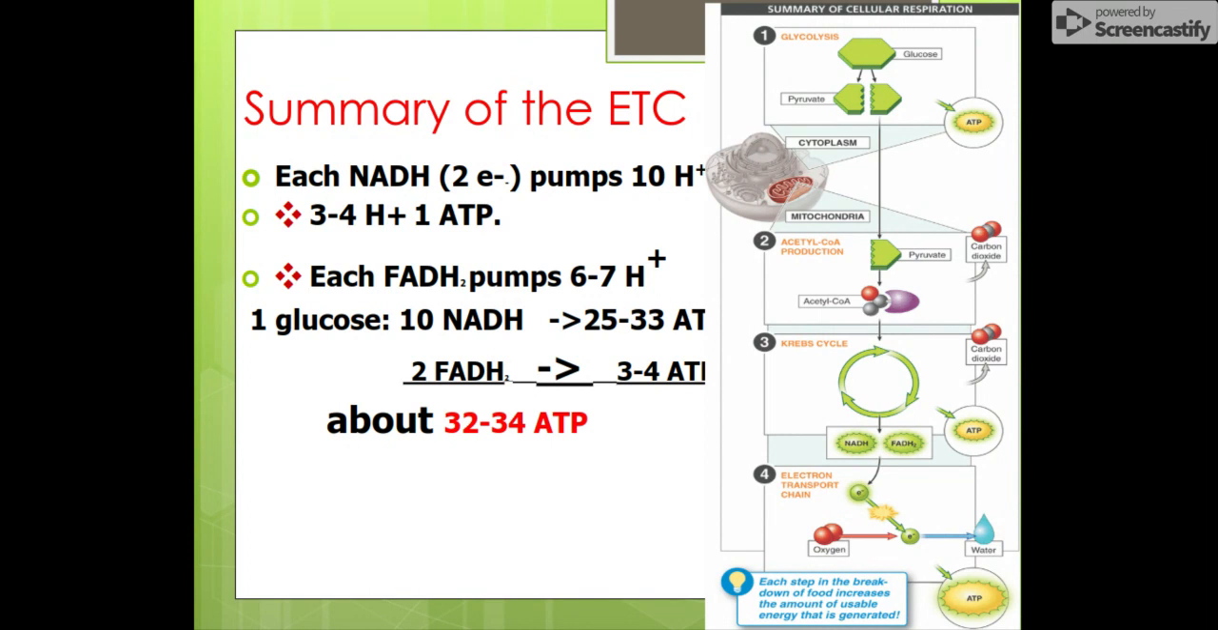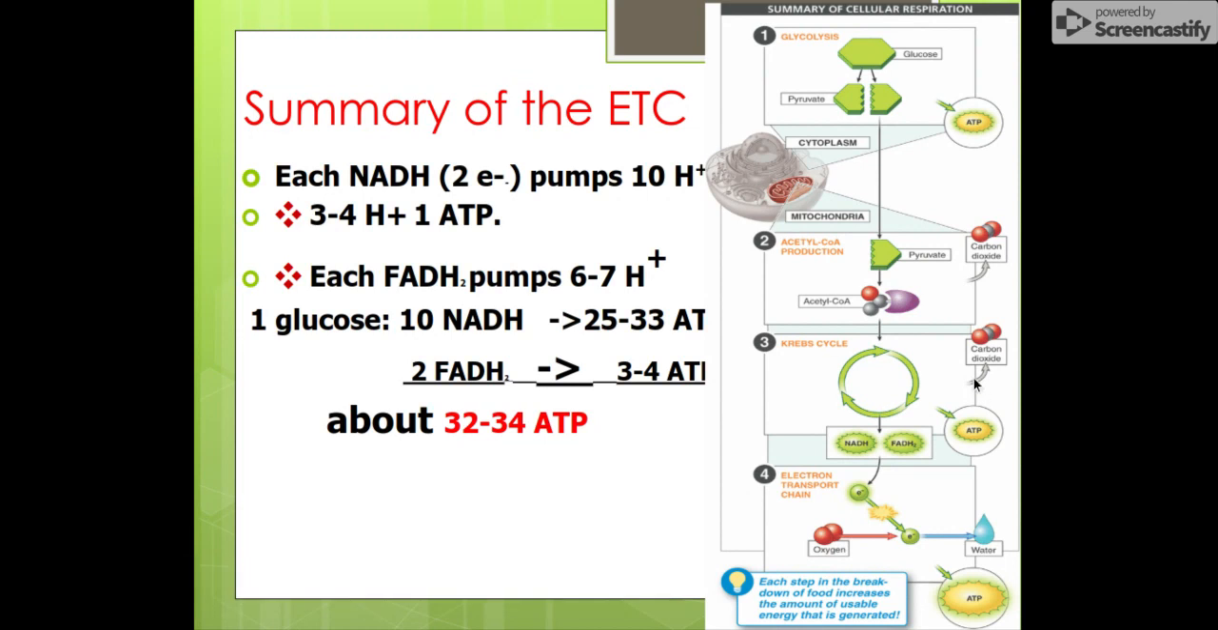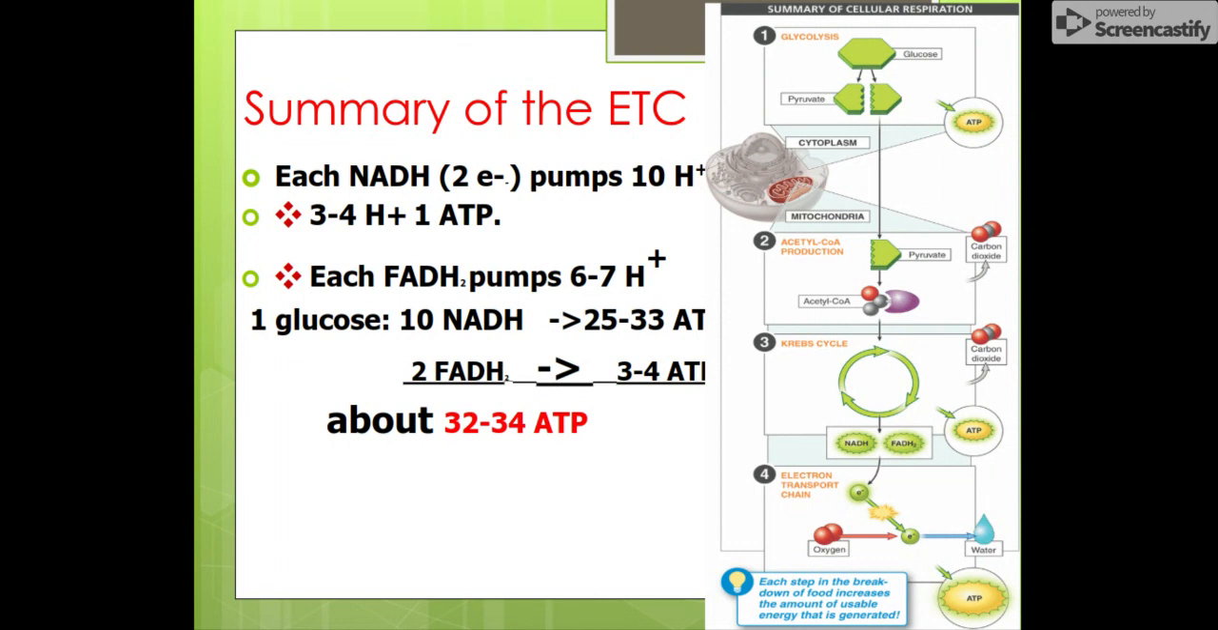Okay, so in glycolysis, 2 ATP per glucose molecule netted, right? We used 2 but gained 4, so overall we got 2. The Krebs cycle, we're getting 2 ATP out of this process per glucose molecule. The electron transport chain somewhere between 32 and 34. So we're getting 36 to 38 ATP from start to finish, glycolysis through cellular respiration, from each glucose molecule.